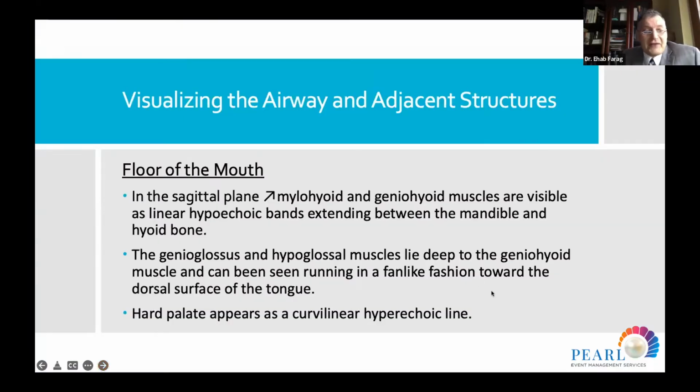The floor of the mouth, when you go to the sagittal plane, you can see also the mylohyoid and geniohyoid muscles visible as linear hypoechoic bands extending between the mandible and the hyoid bone. The genioglossus and hyoglossus muscles lie deep to the geniohyoid muscle and can be seen running in a fan-like fashion toward the dorsal surface of the tongue. The hard palate appears as a curvy hyperechoic line.